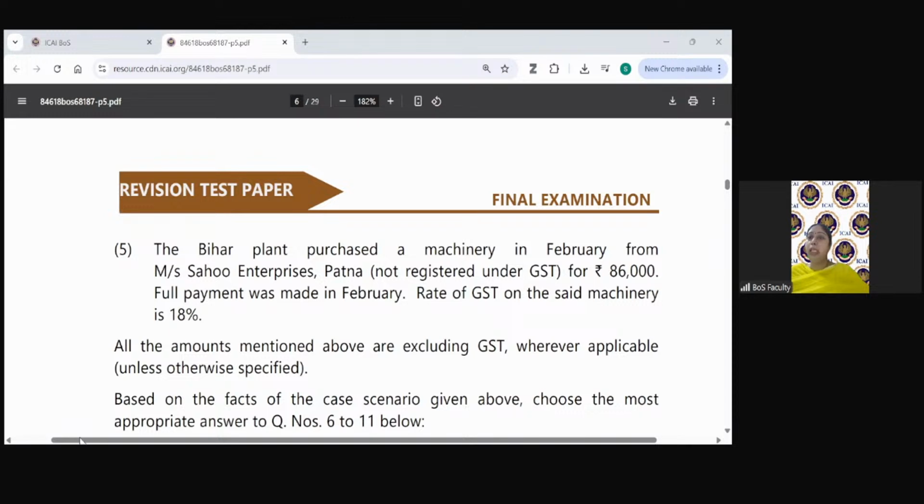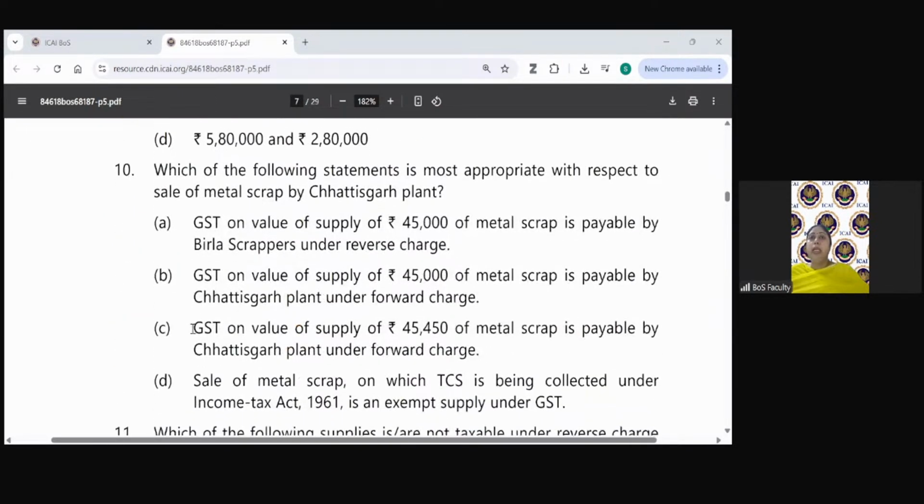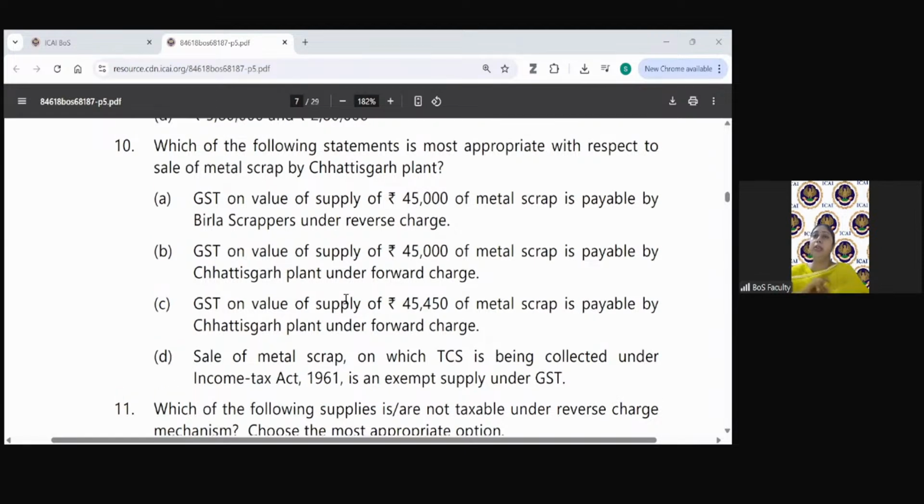Okay. Let us move to the next question. This question has a good point. It has 2 points which will be tested in one go. And I have started getting answers also, but let me read the question first. Which of the following statements is most appropriate with respect to sale of metal scrap by Chhattisgarh plant? I will go to the relevant information, but let me see the question.